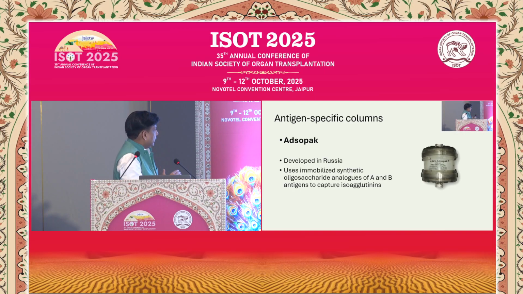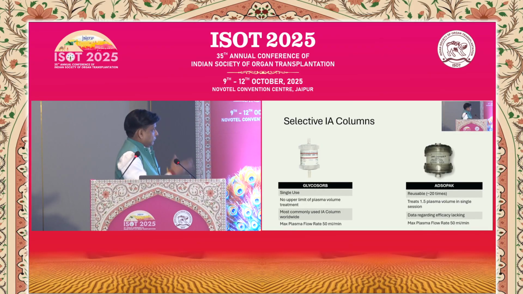It was developed in Russia and uses an immobilized synthetic oligosaccharide analog of A and B antigens to capture isoagglutinins. So what is the claim? It is single use, with no upper limit of plasma volume treatment, and is the most commonly used immunoadsorption column worldwide. Maximum plasma flow rate is 50 ml per minute. It is reusable, and they claim 20 times. After 1.5 plasma volume in a single session, they regenerate it again. Data regarding efficacy is lacking.